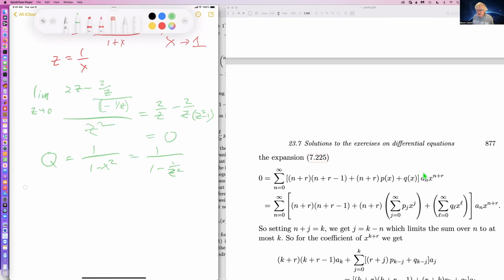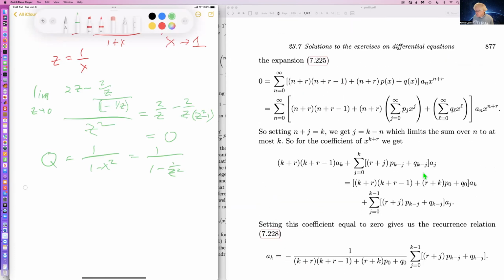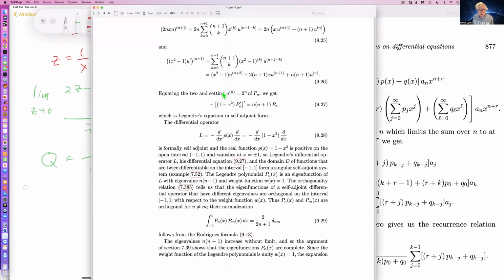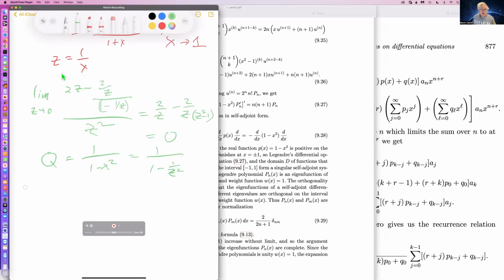The next thing is to derive the Rodriguez, not the Rodriguez, who was it? The Frobenius recursion relation. And what you do is, let's see, maybe I should go back to Frobenius here. Oh my goodness, you guys couldn't see that.